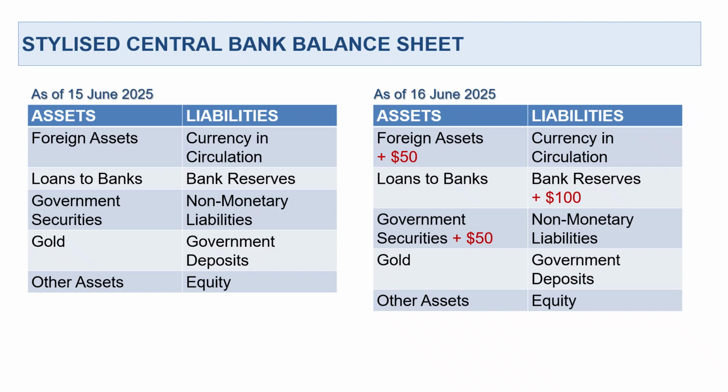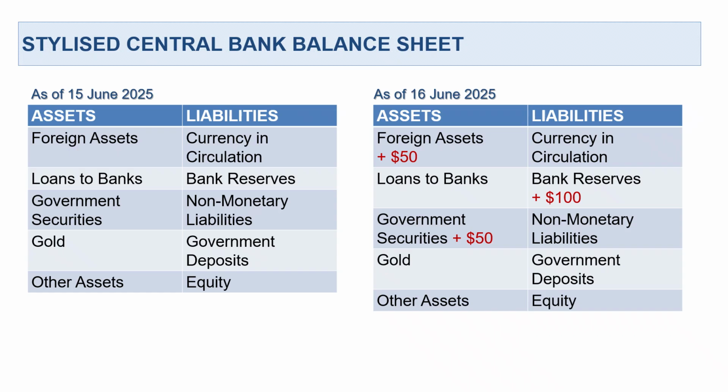On 15th June, you see on the left-hand side the assets, on the right side the liabilities of the central bank. So the stylized assets that the central bank holds are foreign currency assets, loans to commercial banks, government securities, gold, and other assets. On the liability side, it has currency in circulation, bank reserves, the commercial bank reserves, non-monetary liabilities, government deposits, and equity.